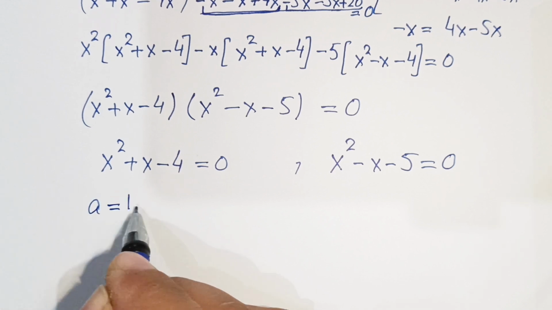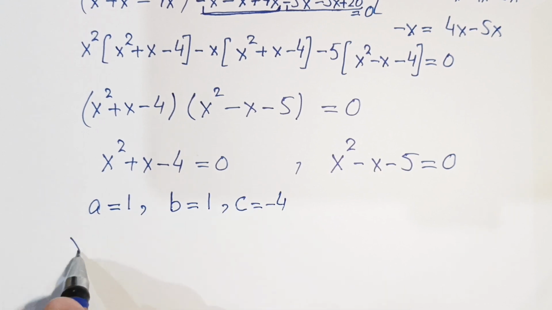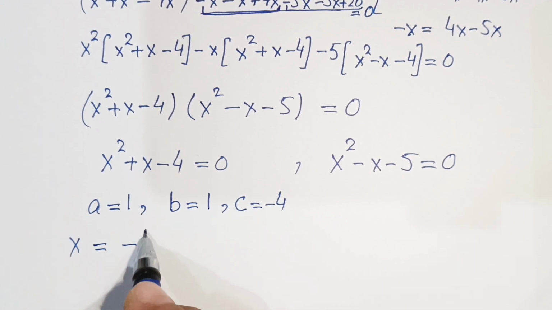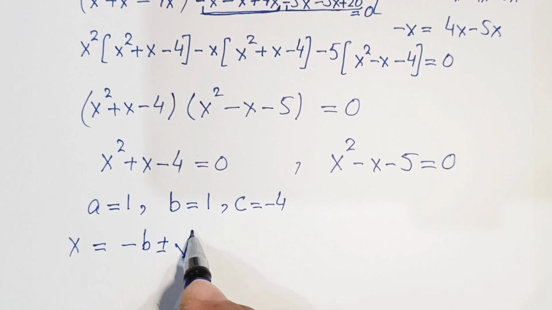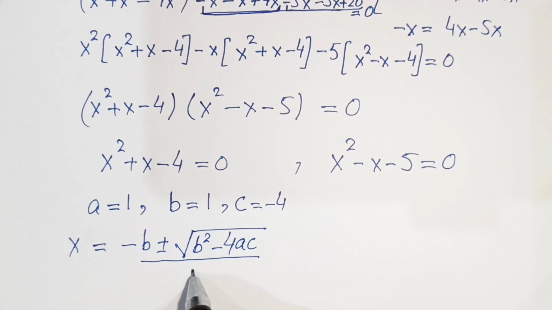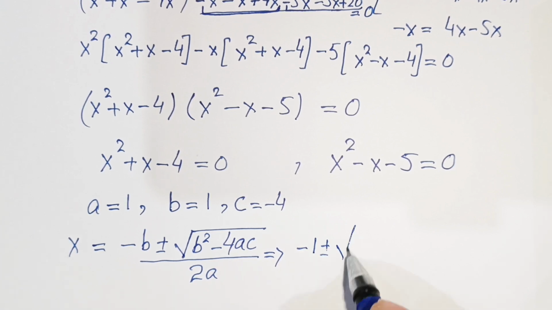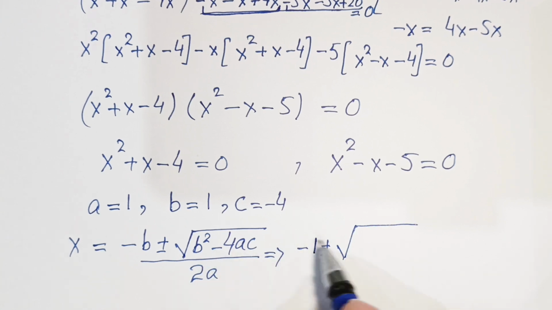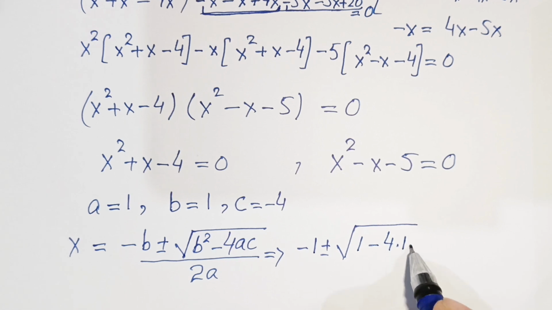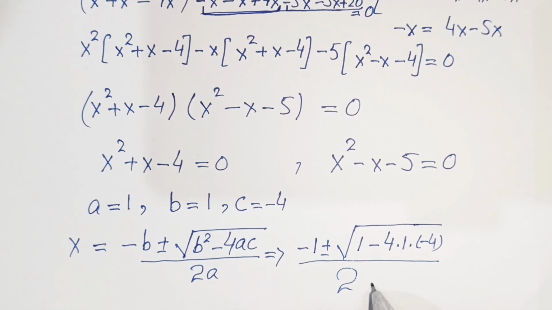Here the value of a is 1, b is also 1, and c is minus 4. Now using the quadratic formula, x is equal to minus b plus minus square root of b squared minus 4 times a times c, all over 2 times a. So here we have that x is equal to minus 1 plus minus square root of b squared, which is 1 squared, so 1, and minus 4 times a is 1, c is minus 4, all over 2 times a.